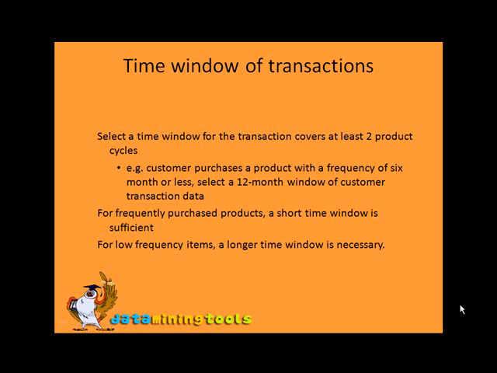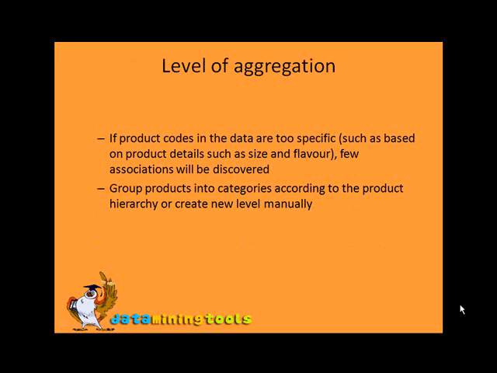For frequently purchased products, a short time window is sufficient, whereas for low frequency items, a longer window is necessary. Let's understand level of aggregation. If product codes in the data are too specific, such as based on product details like size or flavor, then few associations will be discovered. So group products into categories according to the product hierarchy, then create a new level manually.